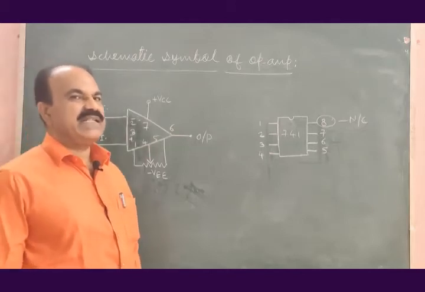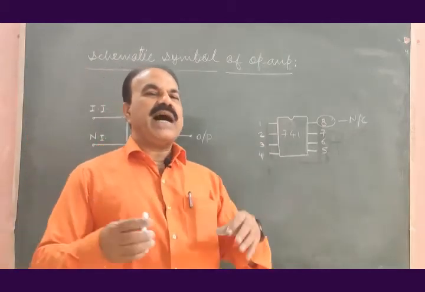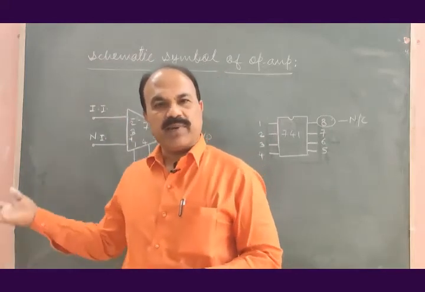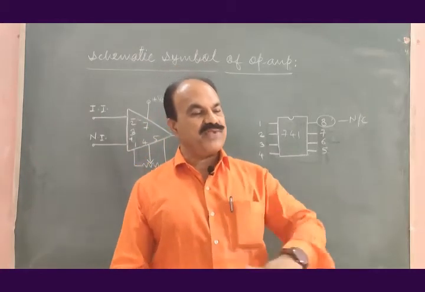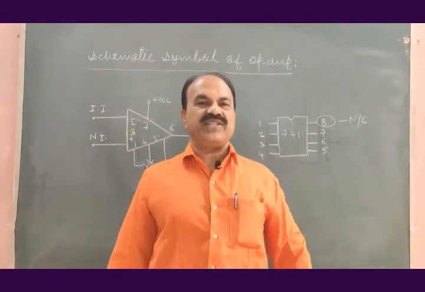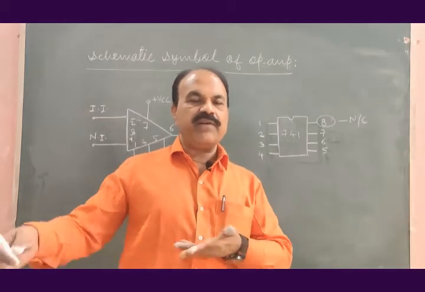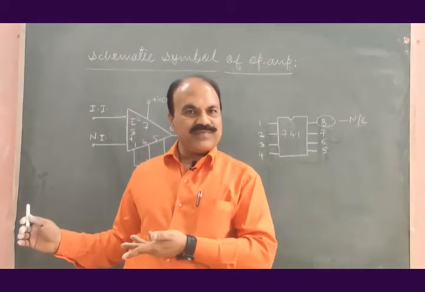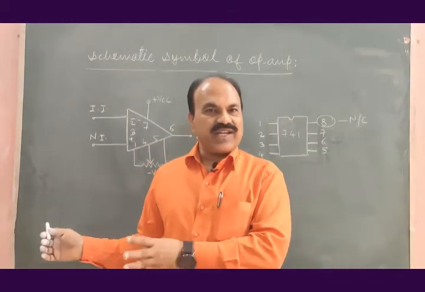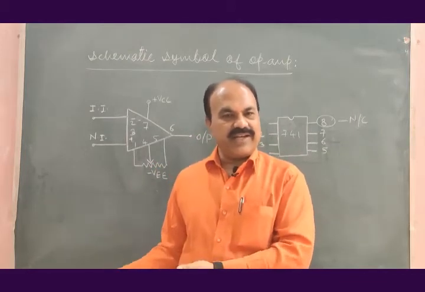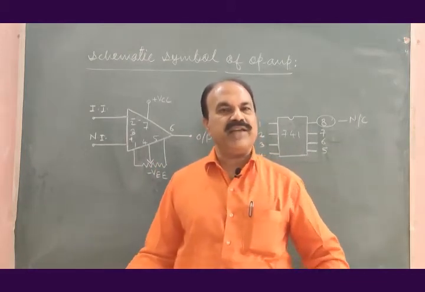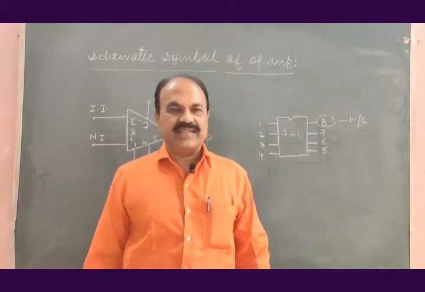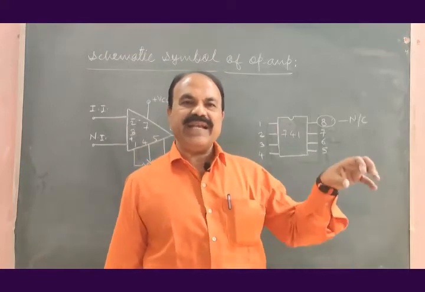Offset null adjustment: as the operational amplifier is a high gain element, due to temperature variations, without applying any input, many times it produces output voltage. No input is given and you are getting output. It is not a good thing. It is not a sign of a good circuit. Its quality will not be good if it is giving output voltage without any input voltage, and that output voltage should be made null.